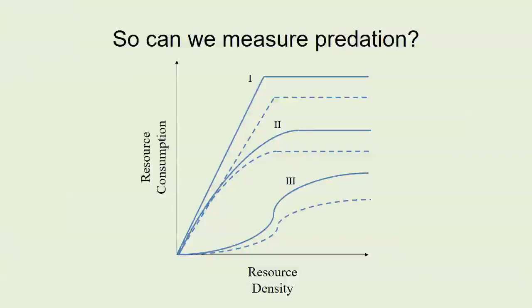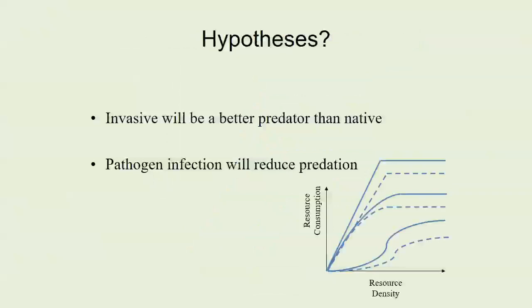So we undertook this method to compare and quantify native and non-native ladybird beetles, both under uninfected and infected treatments, so as to get a full range of impacts to better reflect infield effects. So we then hypothesized that our invasive species would be a better predator. And by better, I mean lower or higher attack rates, lower handling times, and a higher overall functional response curve.